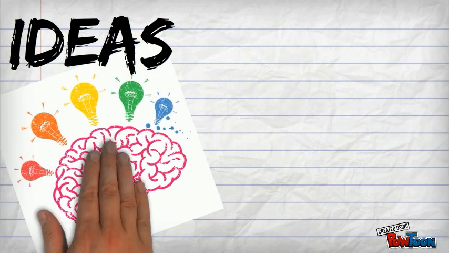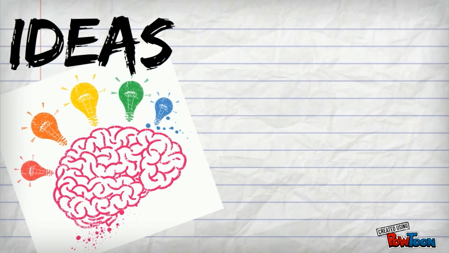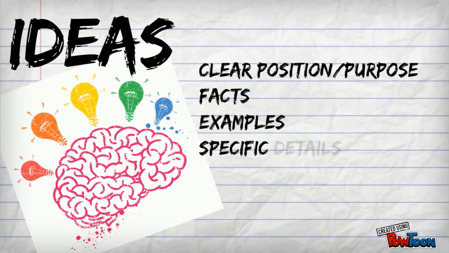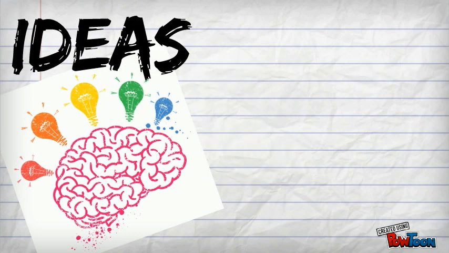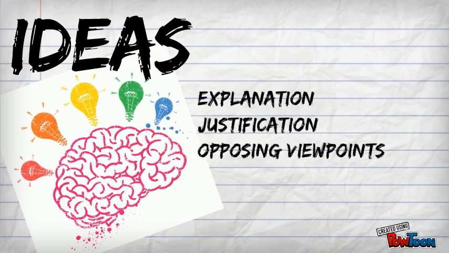We'll look at ideas first, because without ideas, you have nothing to write about. So ideas are like your brain. The brain controls the body. The ideas control the writing. The ideas you choose to include or exclude from your writing determine where your writing needs to go. Ideas in writing are strengthened with facts, examples, and specific details. Ideas are developed when explanations and justifications for your own ideas and the opposing ideas of others are included. Remember, the brain controls the body, the ideas control the writing.